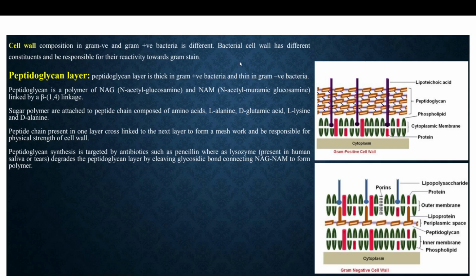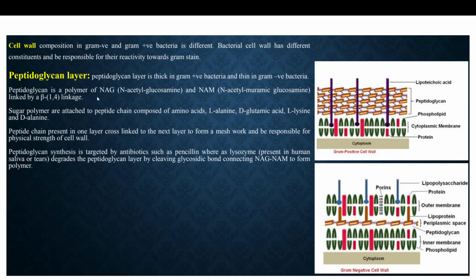So the cell wall composition in gram positive bacteria: there's a peptidoglycan layer, which is much thicker in the gram positive bacterial cell wall, whereas it is very thin in the cell walls of gram negative bacteria.